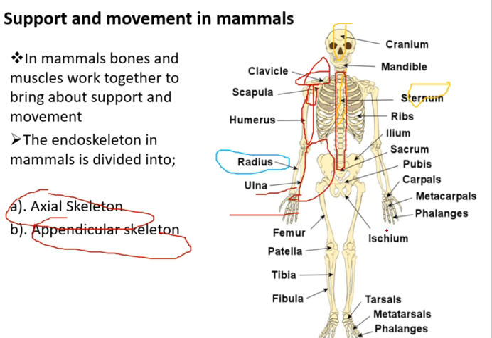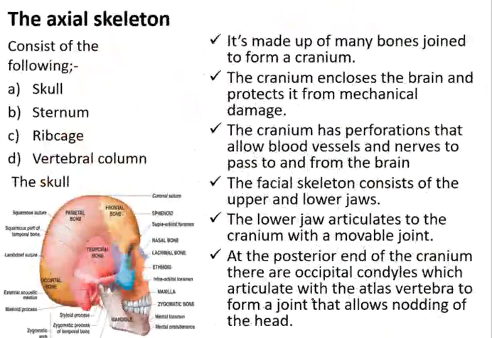The pelvic girdle consists of the ilium, the ischium here, and the sacrum, and we have hind limbs which are attached onto the pelvic girdle, and that is the femur here. Then we have the patella, tibia, fibula, the tarsals, metatarsals, and phalanges. Then let's move to inner details of the axial skeleton.